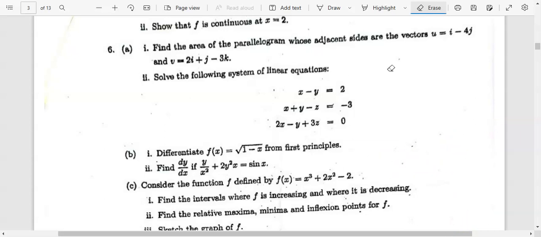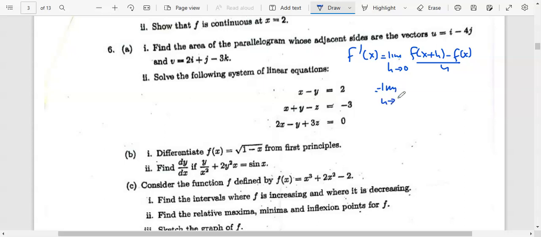Differentiate f of x, which is equal to square root of 1 minus x, from the first principle. So from the first principle, we know that f prime of x, which is the derivative, is given by a limit as h approaches 0 of f of x plus h minus f of x divided by h. And this gives us limit as h approaches 0 of f of x plus h. So I'm going to get the function itself, but where there is x, I'm going to put x plus h.